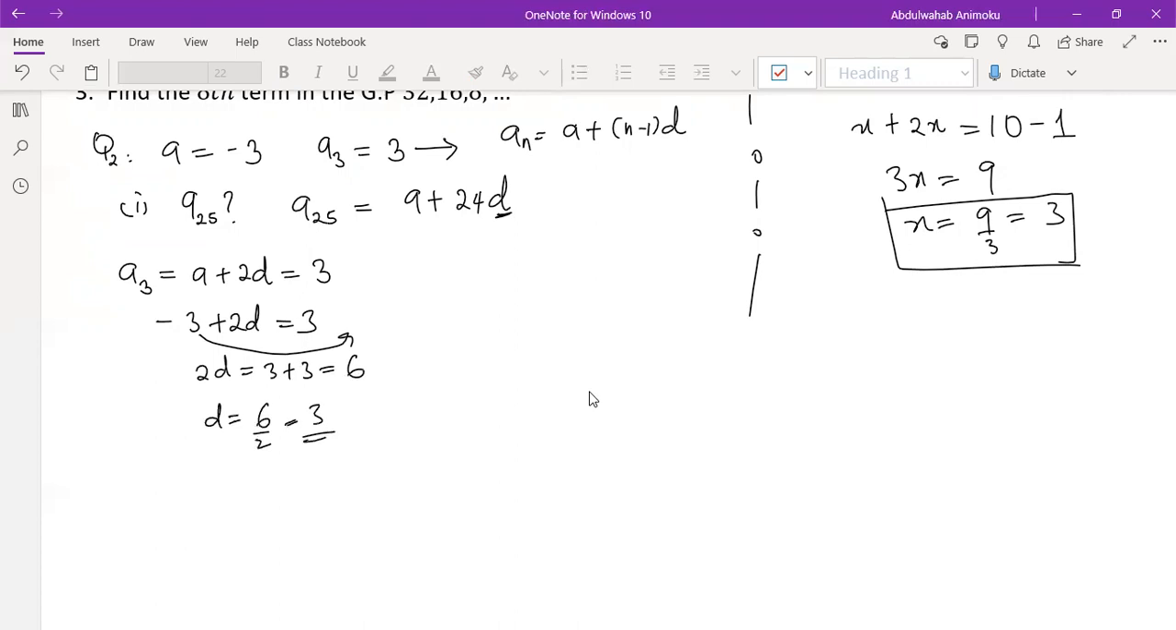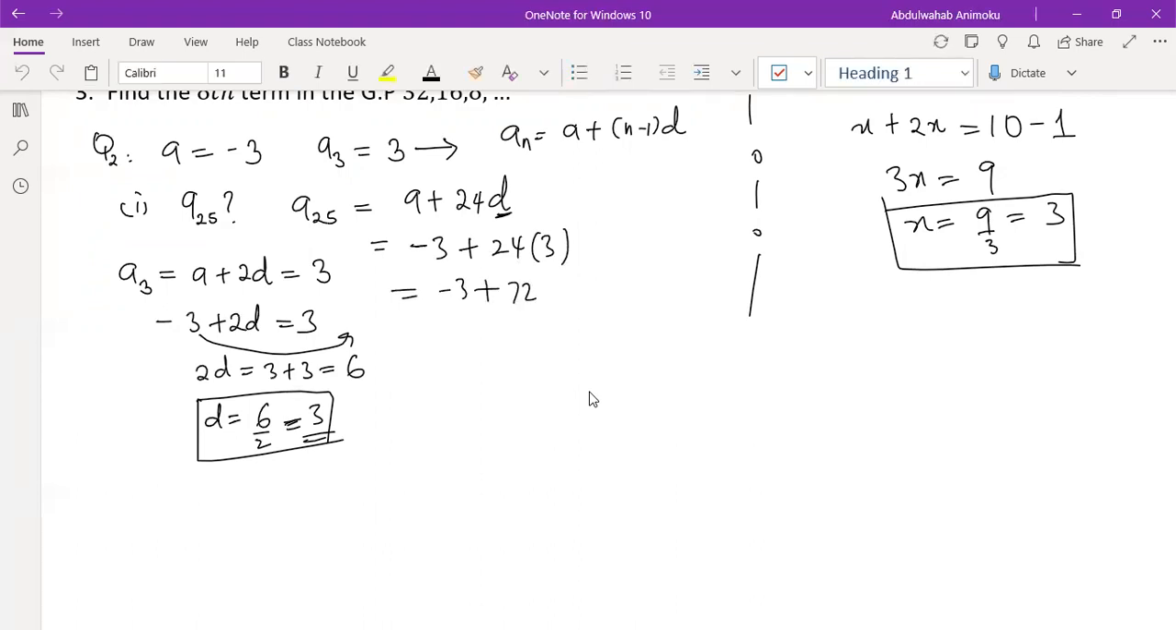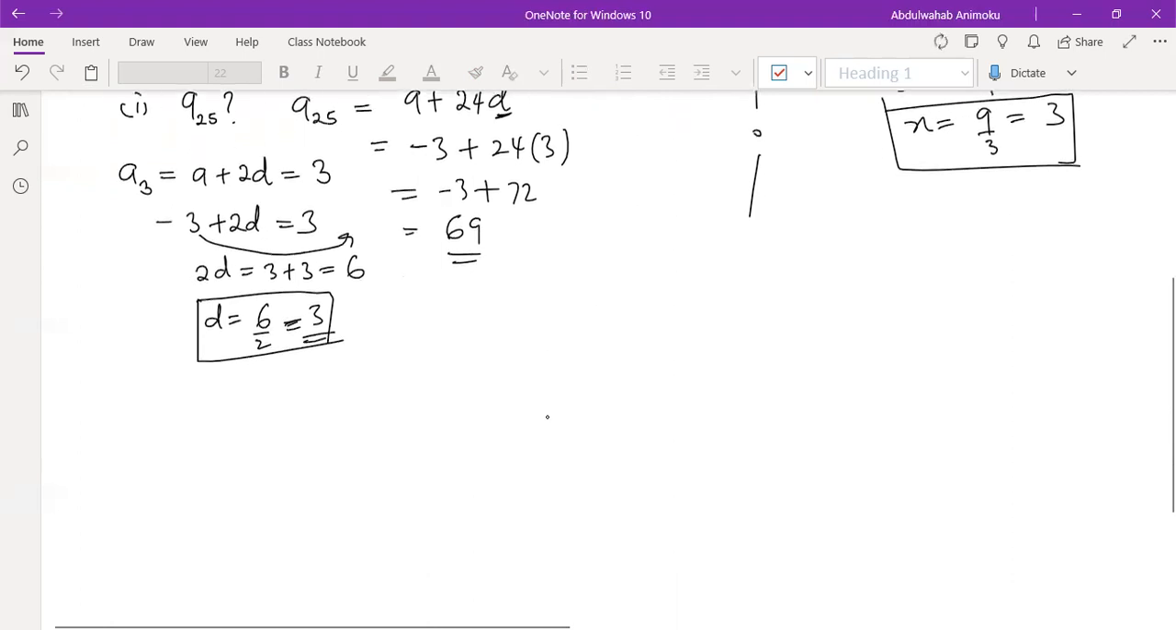Well, that means that what I had assumed was a mistake was actually still correct. So we would have minus 3 here plus 24 times 3. Okay, so we still have minus 3 plus 72 because we got the common difference to be 3. So when we substitute here, everything still works out to 69. Perfect.